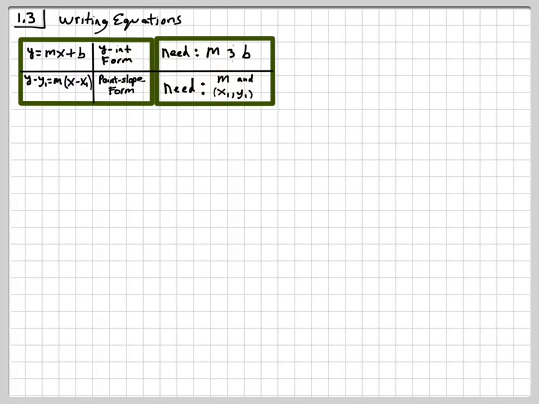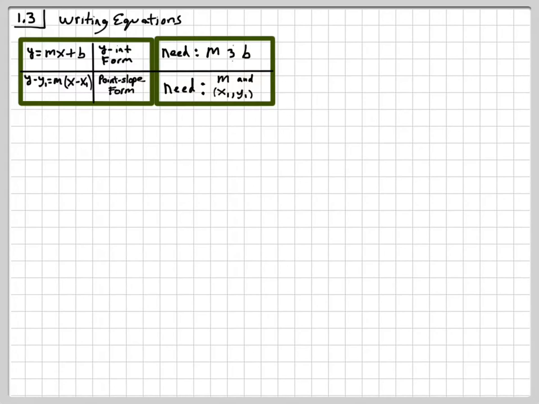Here we have examples of problems found in Chapter 1, Section 3, and they are about writing equations. Here we have two different forms of a linear equation. y = mx + b, which is called the y-intercept form, and y - y1 = m(x - x1), and that's called the point-slope form.